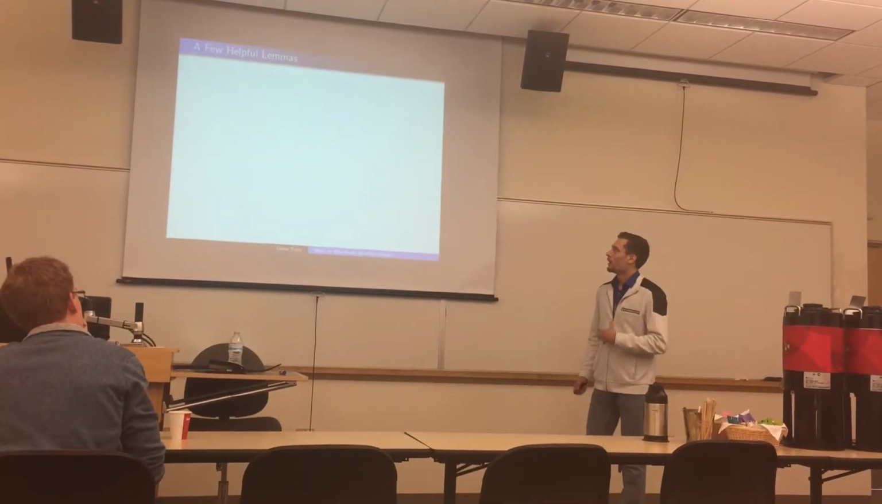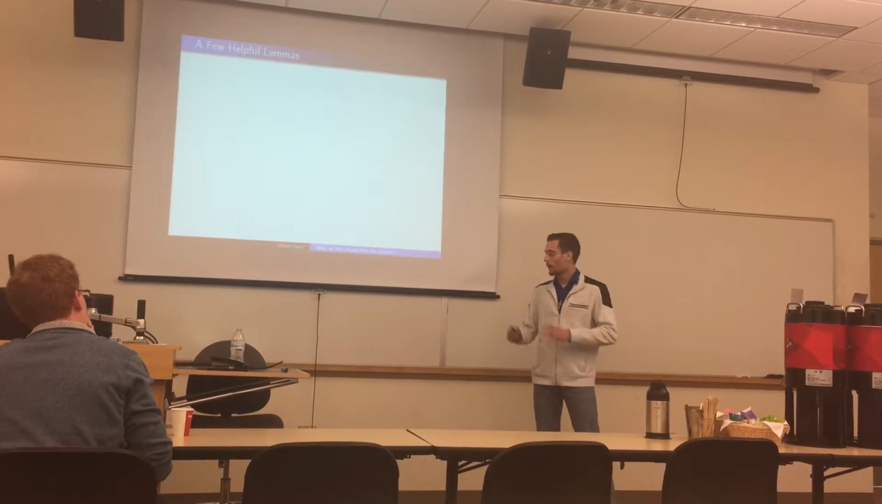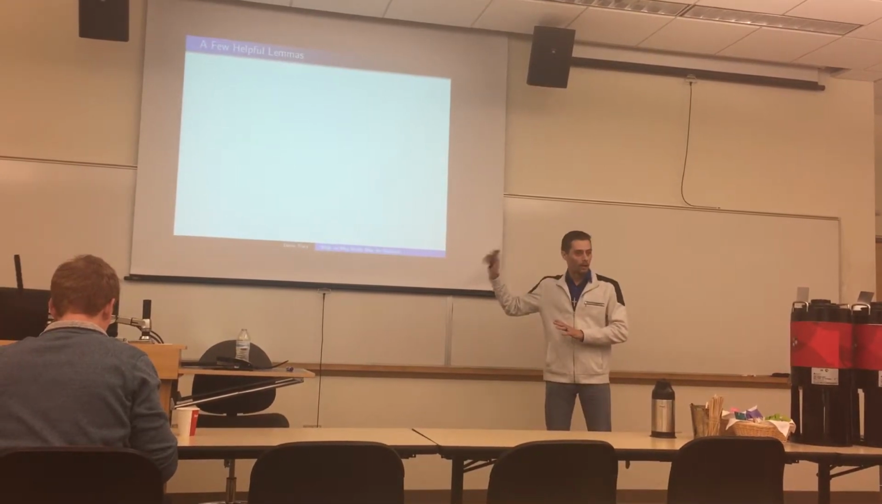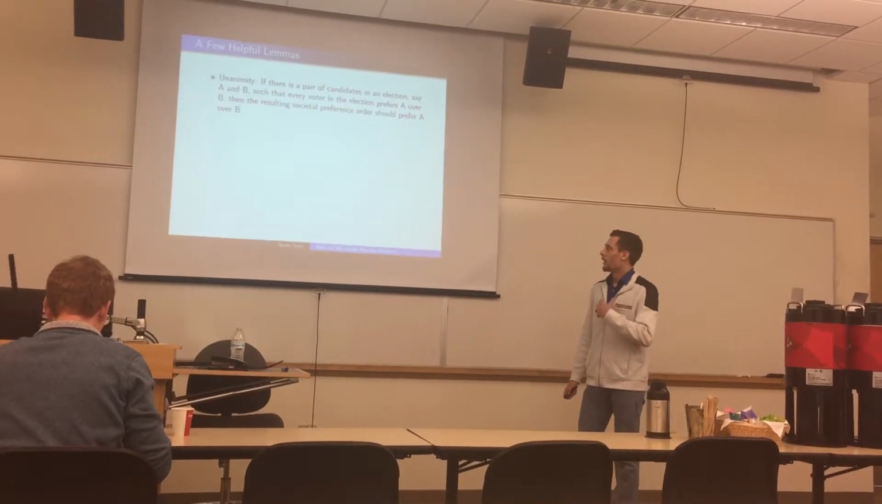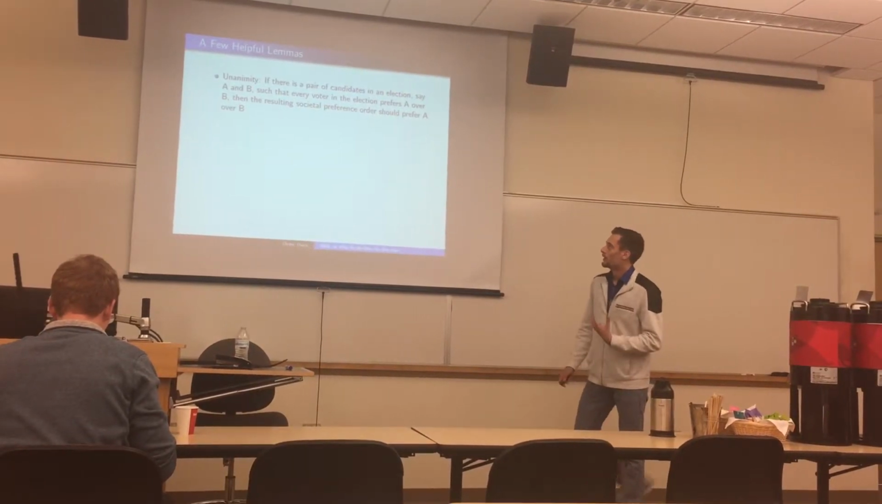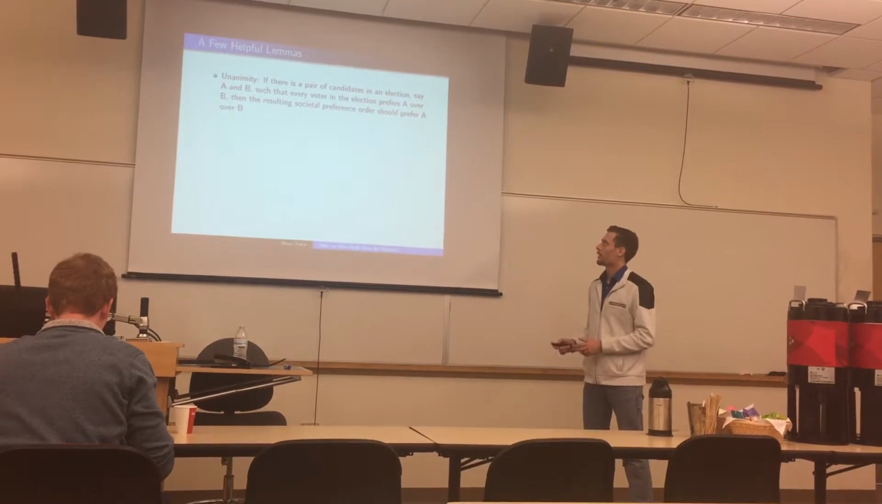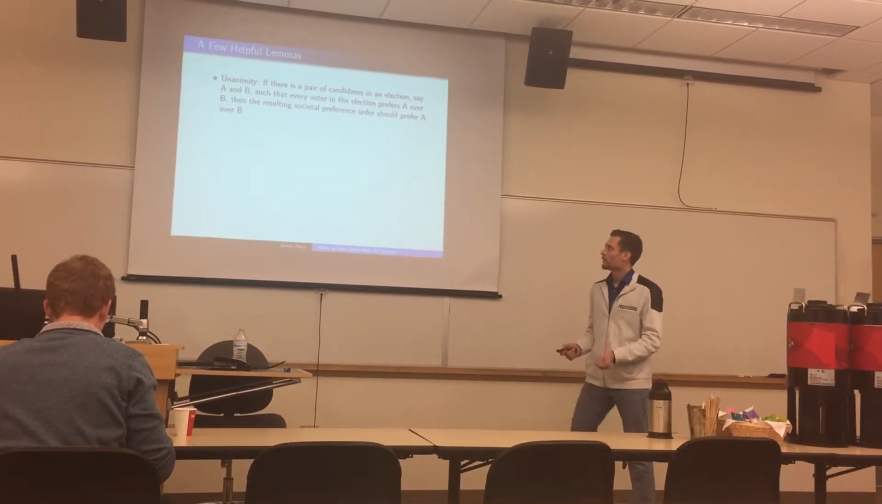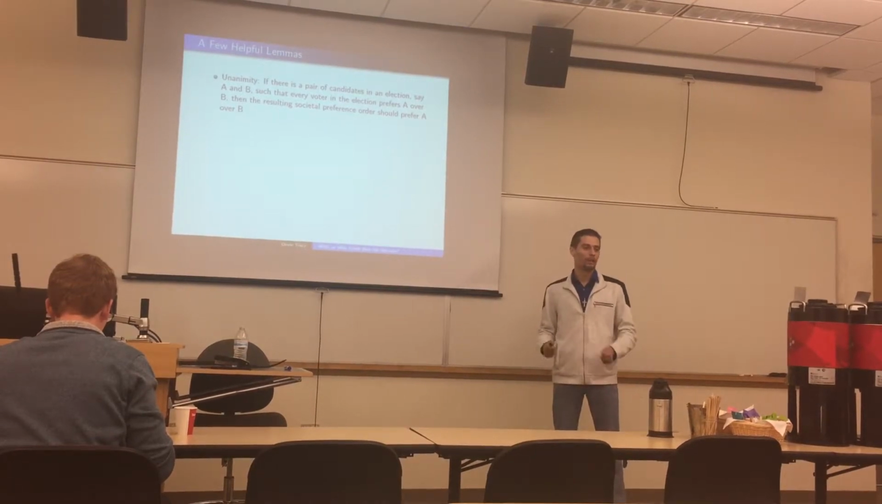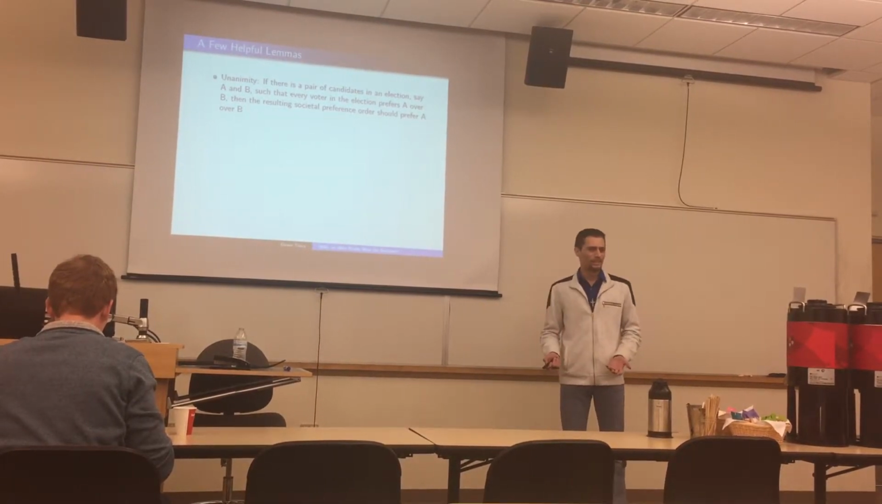Before we get into that, there are a few lemmas that are going to help us out. And I know I just went through a lot of definitions, but I need one more. I promise this is going to be the last thing I define. Unanimity is if there's a pair of candidates, say A and B, where every voter prefers A over B, then the resulting societal preference should prefer A over B. That makes sense. That seems almost intuitive.